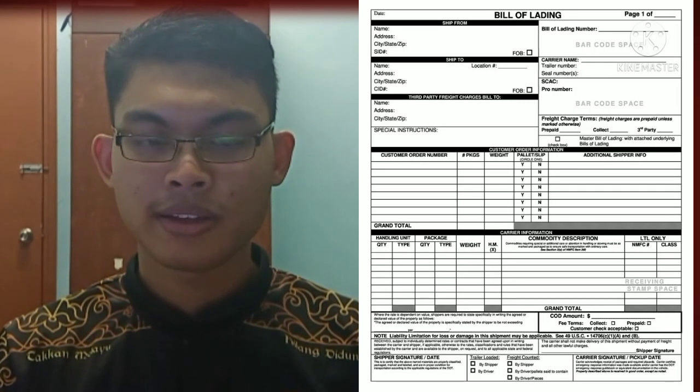Next, I want to present about documentation. Firstly, the bill of lading. The bill of lading is usually the first common document used in international shipment. It is a contract between the owner of the goods and the carrier. It will state what goods are being shipped and where they are going.